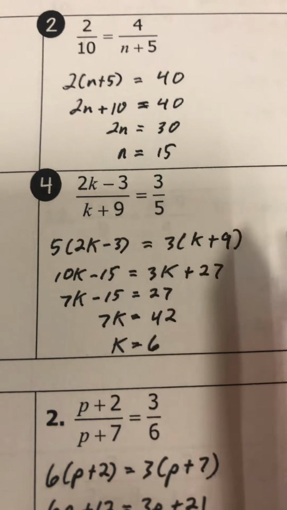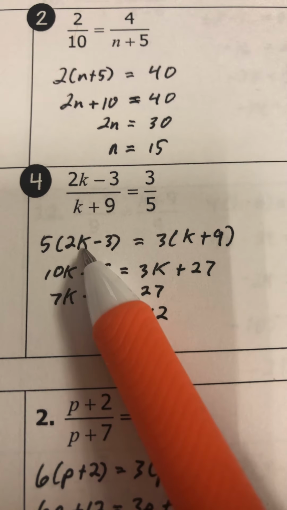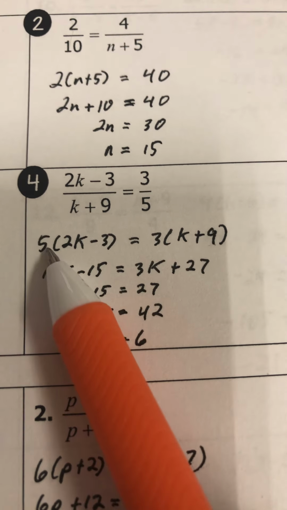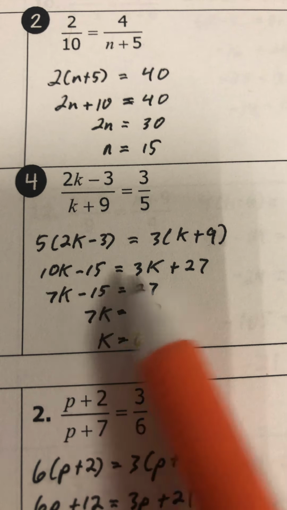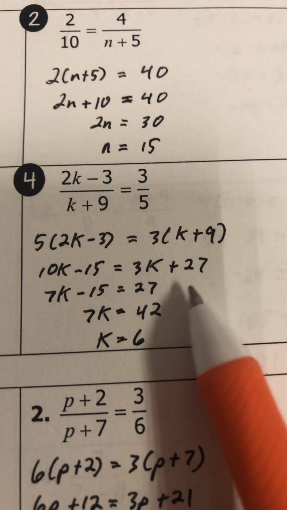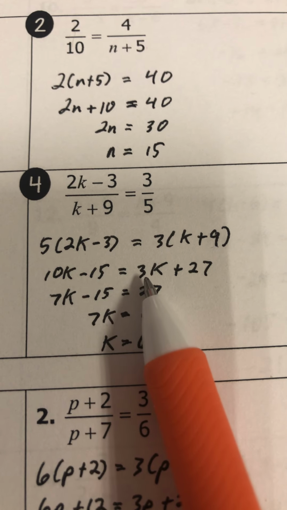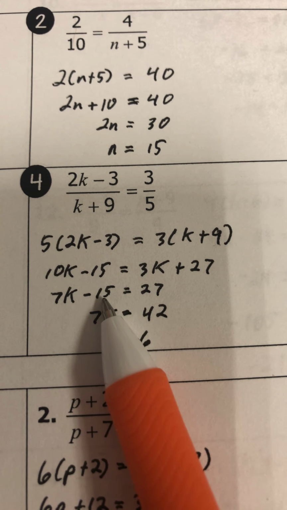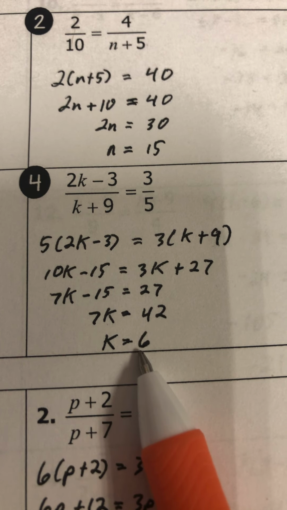Moving on to number 4, you could slow this down as needed. 5 times 2k minus 3 looks like this. 3 times k plus 9 looks like this. 5 times 2k is 10k. 5 times negative 3 is negative 15. 3 times k is 3k. And 3 times a positive 9 is 27. What I end up doing here is I end up subtracting 3k from both sides. And then I add 15 to both sides. Divide both sides by 7. And I get k equals 6.